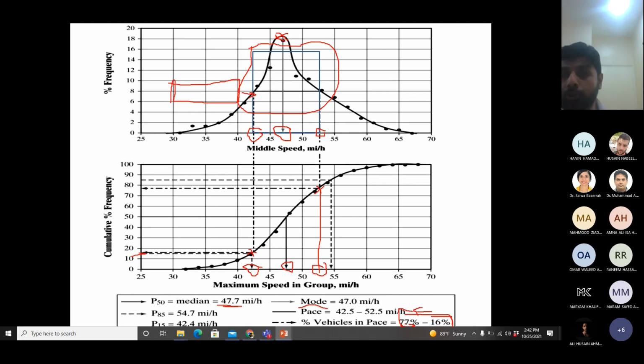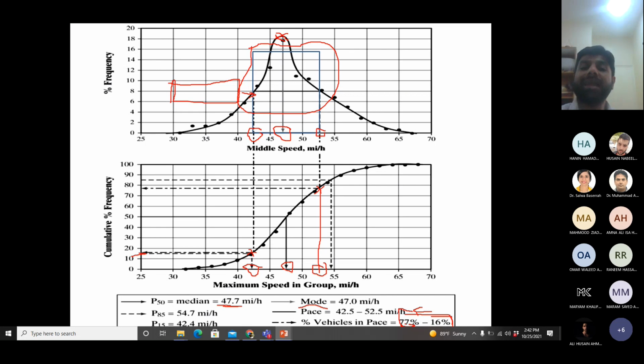77% of drivers up to 52.5, 16% of drivers up to 42.5. So their difference will give you the percentage of drivers between 42.5 and 52.5. In this case, 77 minus 16 will give you 61%. So 61% of drivers are driving between 42.5 and 52.5.